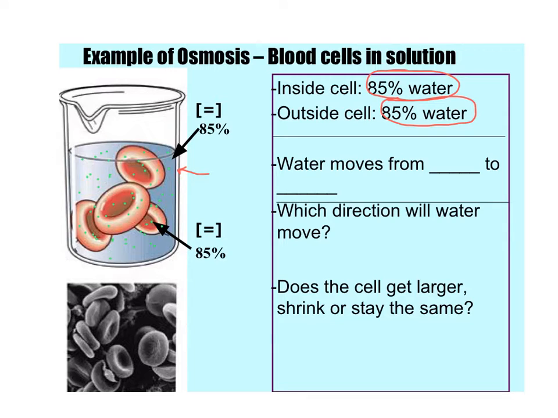So water still wants to move from high concentration to low concentration, but since there's an equal amount of water on the inside versus the outside, water is going to move in and out equally. Water will still move, but water is going to move in and out of the cells equally. So does the cell get larger, shrink, or stay the same? In this case, the cell will stay the same.